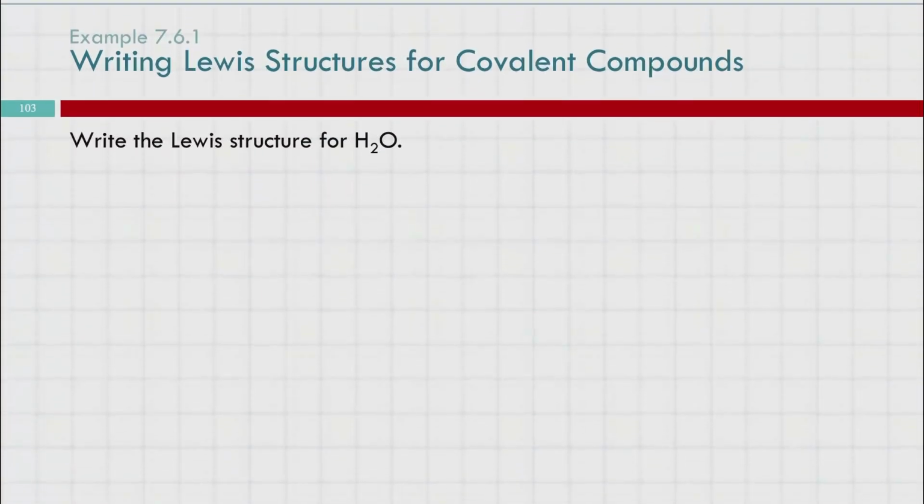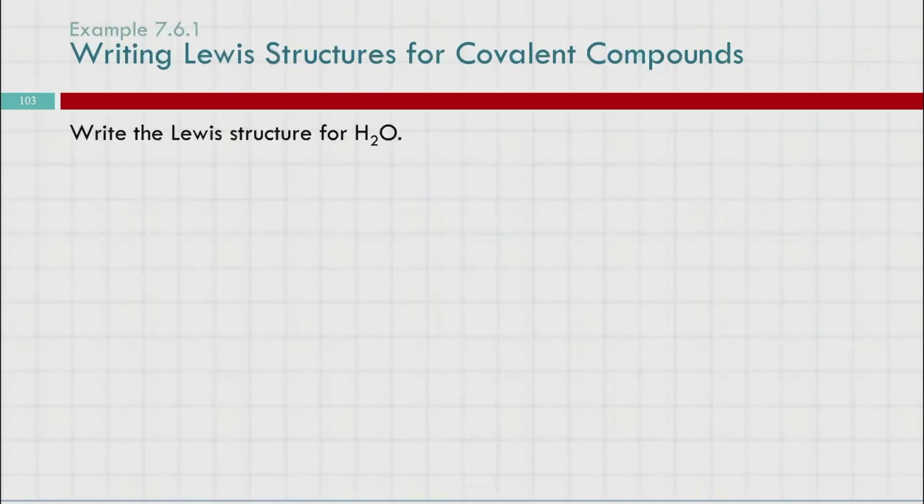So we already saw the structure for H2O, but let's do it again, doing these steps. So our first step, we want the skeletal structure. We've got 2 hydrogens and 1 oxygen. Hydrogens have to be terminal atoms, so we're going to put those on the outside. That means oxygen is going to be on the inside. So this is our step 1.